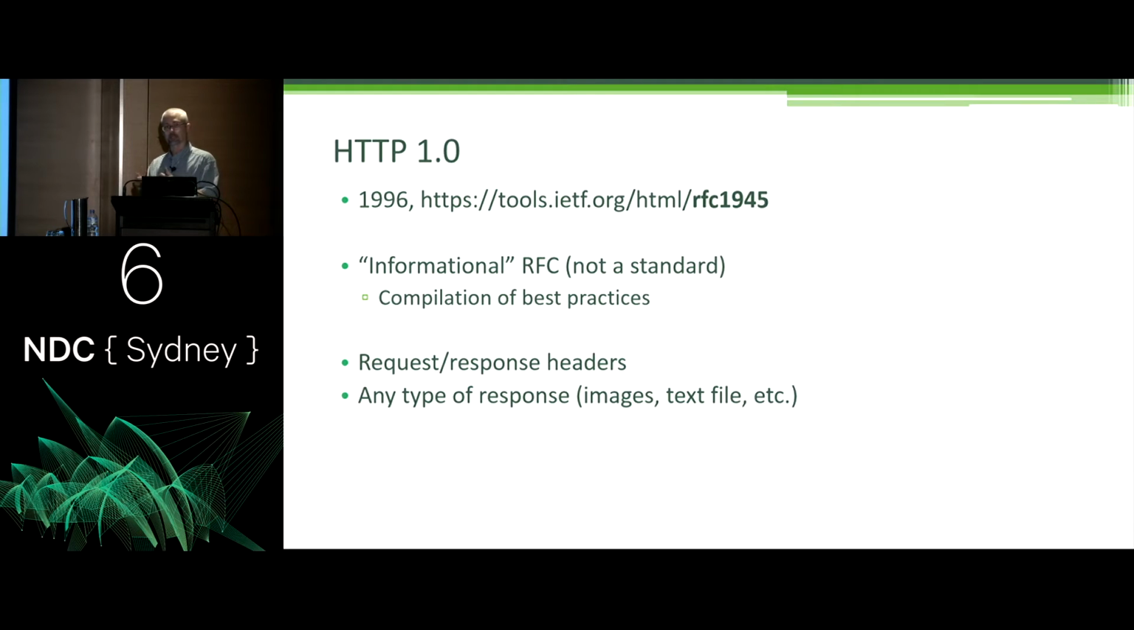Later, people started extending it and adding different things. So they created this RFC. It's actually an informational RFC. It wasn't a standard, but people were implementing stuff all over, and it was kind of busy. So they wanted to get something documented so that if you wanted to implement it, you had something to go look at as a compilation of best practices. They added the ability to do request and response headers, so we're going to see that. And you could get any type of response back. So you could start getting images, text files, CSS, whatever else you needed to serve. That was added in 1.0.